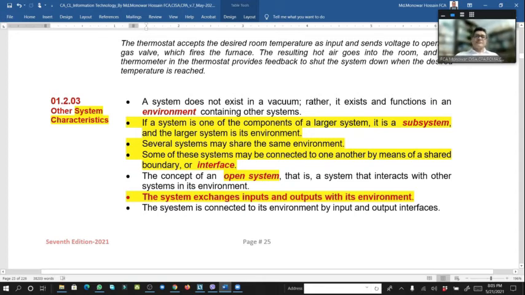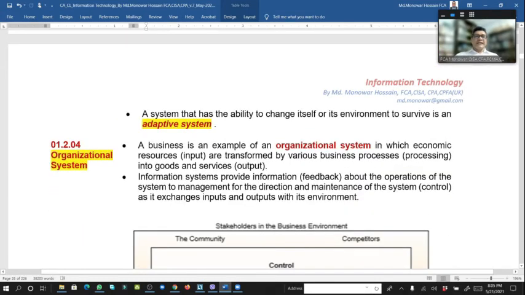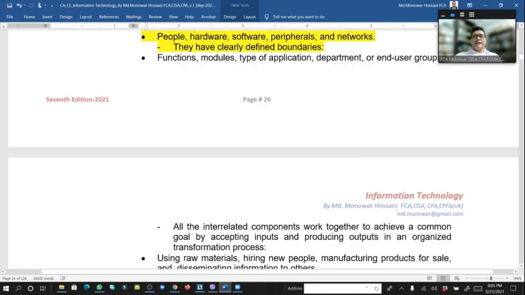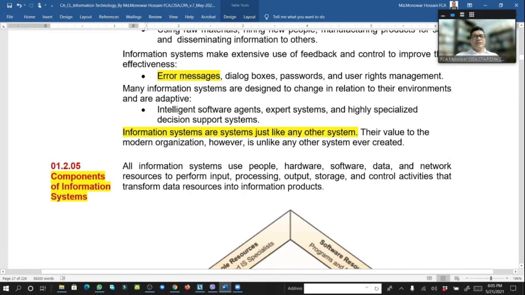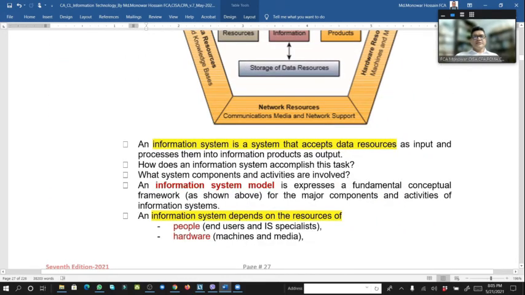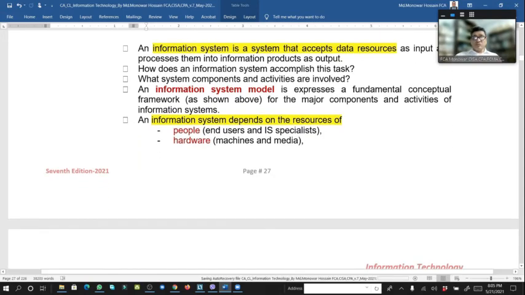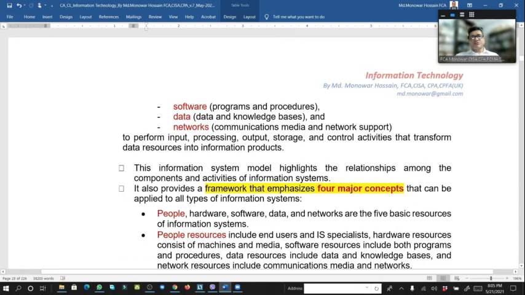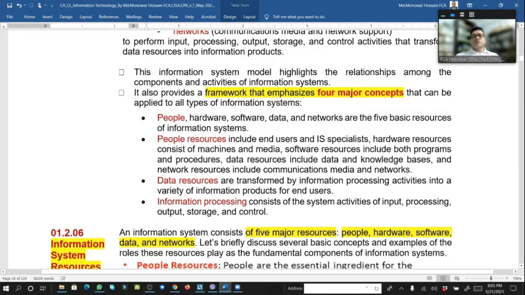We have seen the process and also the system characteristics of different systems. Here are the open system, some are closed system, some are subsystem, and we see the organizational system and the adaptive system. The components of information system we have seen here. Information system model: the information system depends on the people resource, hardware resource, software resource, data resource, network resource, and also the 4 major concepts: people resource concept, data resource concept, information processing concept.